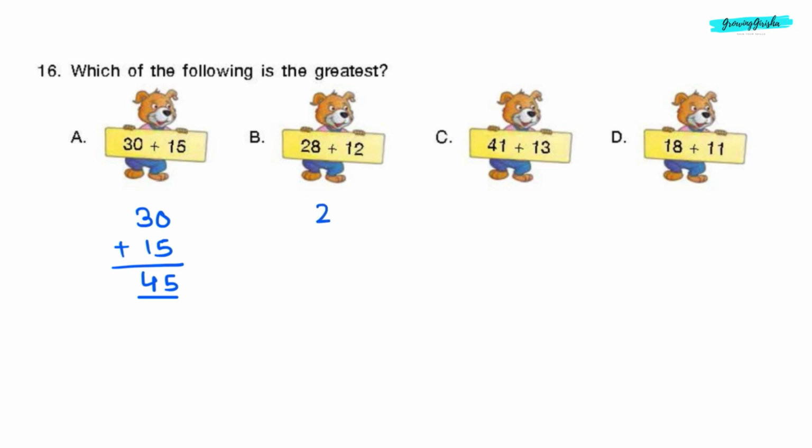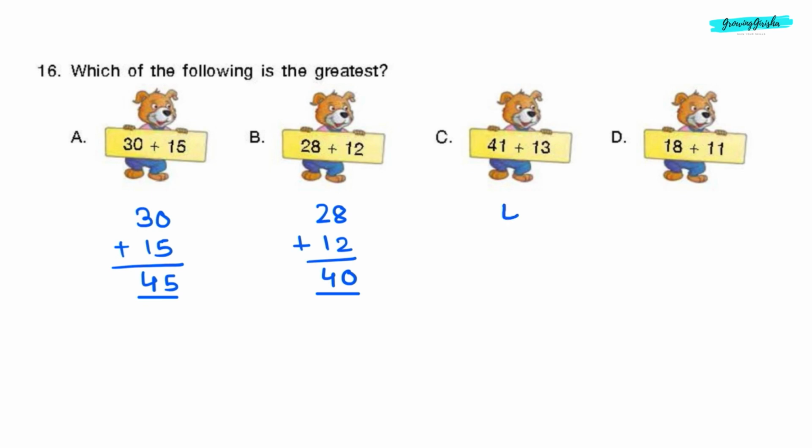Option B, 28 plus 12. 8 plus 2, 10. 0, carry forward 1. 2 plus 1, 3. Plus 1, 4. So, 40. Option B has 40.